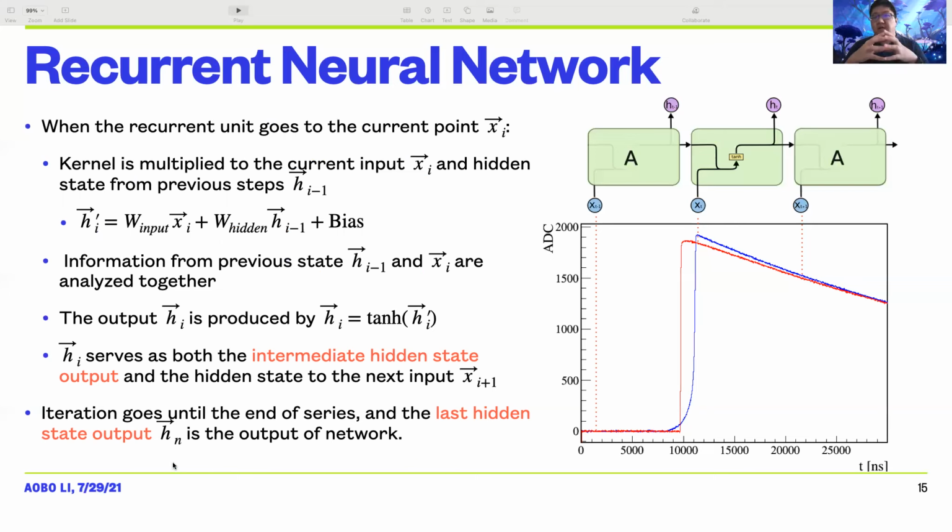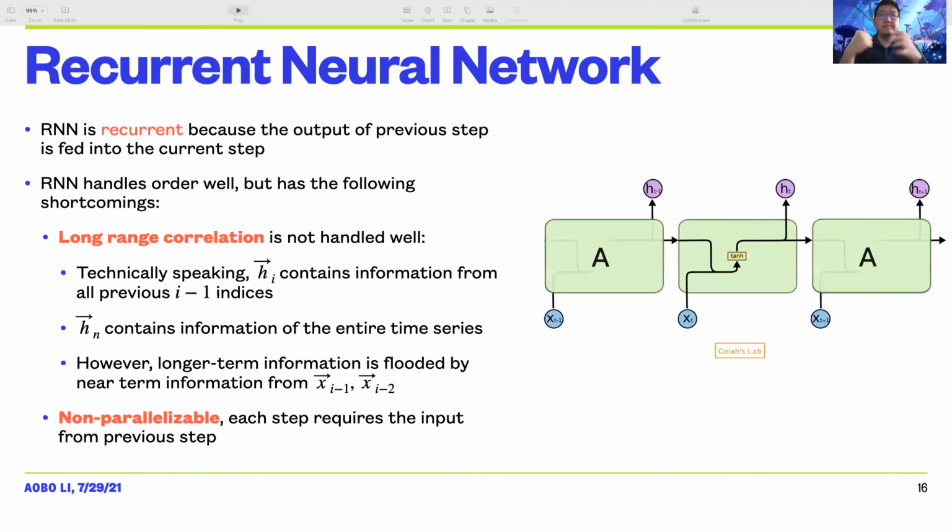So remember, in the convolutional neural network case, we flatten the feature map and we feed it into a fully connected neural network. So in this case, we will feed the h_n into a fully connected neural network. RNN is recurrent because the output of the previous step is fed into the current step. So that's what we mean by the word recurrent.